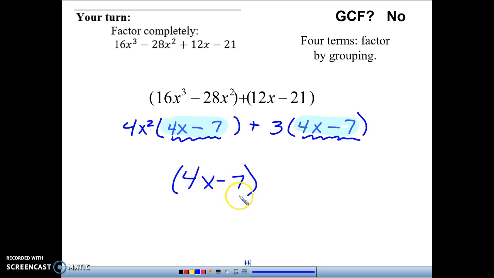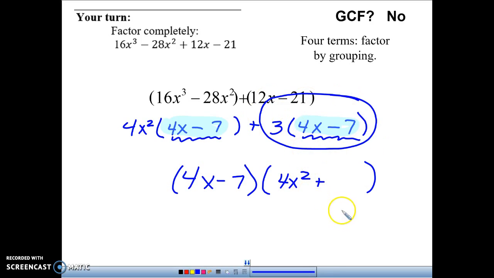This is a GCF. And what's left inside the parentheses, this quantity times what gives you this? Yeah, it's got to be that 4x squared. Bring in that plus sign. This quantity times what right here gives you this term here? Yeah, it's got to be the 3. And that's your answer. Okay?